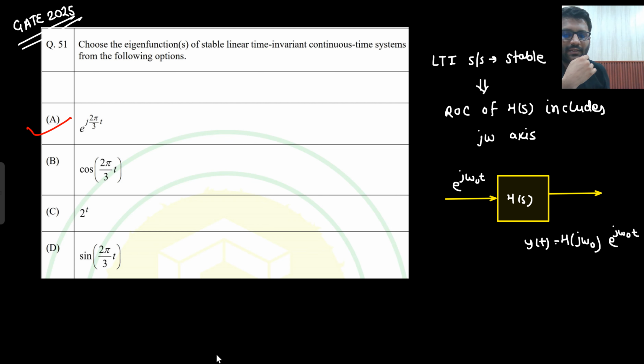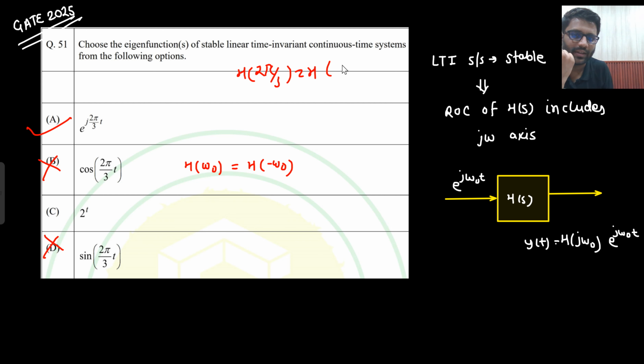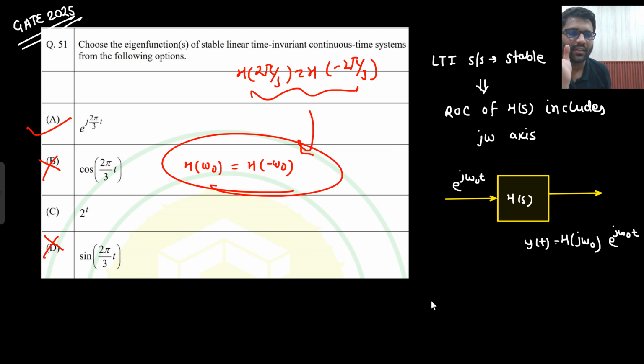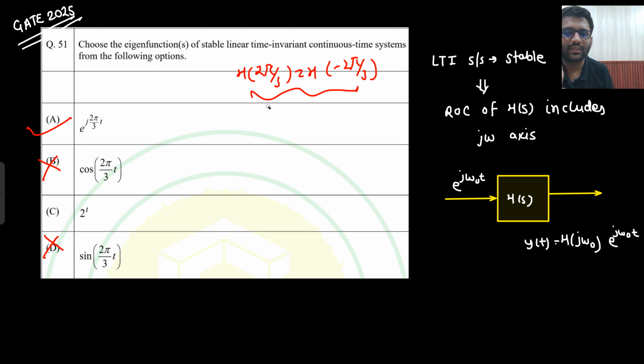What about cos and sine? Surely they are not eigenfunctions. Why is that so? Because for them the condition is that H(omega naught) should equal H(minus omega naught), which is nowhere mentioned. They did not say that your LTI system is even, or they could have simply said that H(2 pi by 3) equals H(minus 2 pi by 3). If this was given, then you could have said that yes, they would be your eigenfunctions. But nothing has been mentioned about this, so surely this is not the answer.